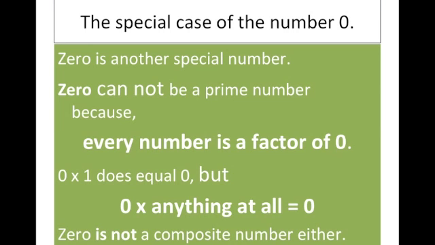Let's talk about the special case of the number 0. So 0 cannot be a prime number because every number is a factor of 0. 0 times 1 does equal 0, but 0 times anything at all equals 0. So 0 is not specific to one number. Therefore, we say it's not composite or prime.